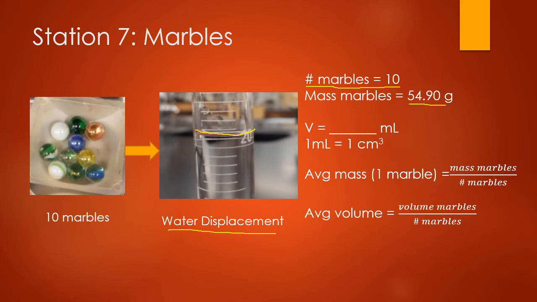You record that in milliliters because you're measuring water and liquids are recorded in milliliters. You then can convert that to centimeters cubed simply by changing the units, since 1 milliliter is equal to 1 centimeter cubed.